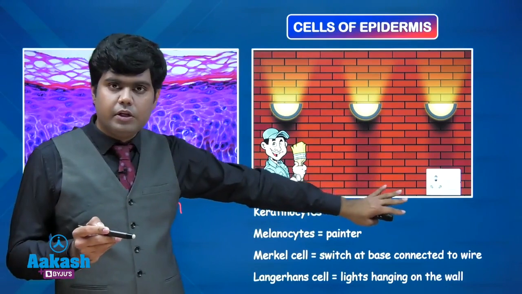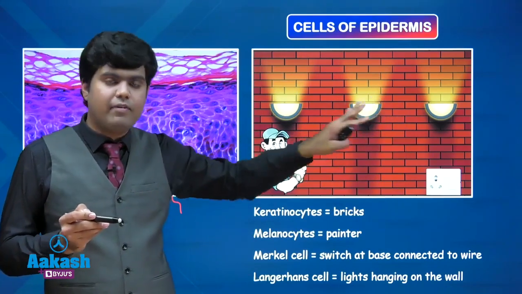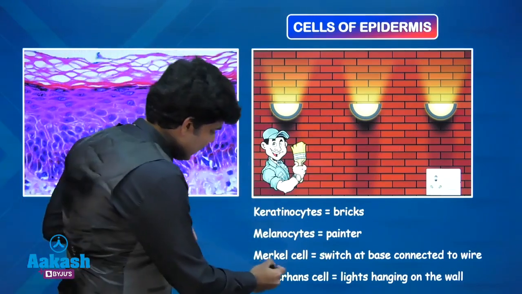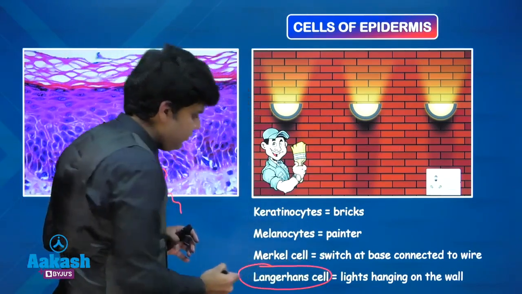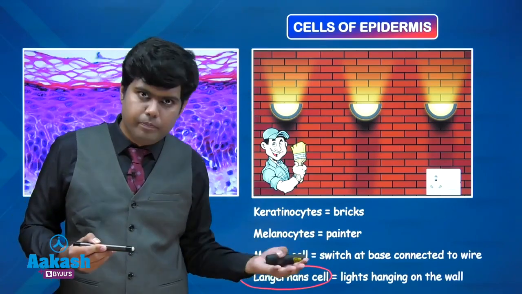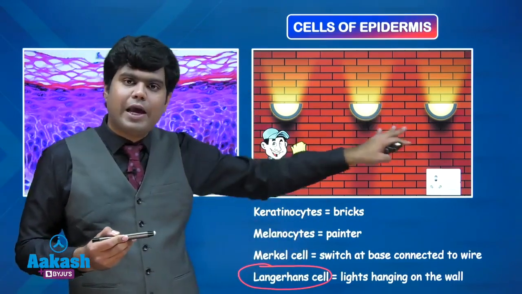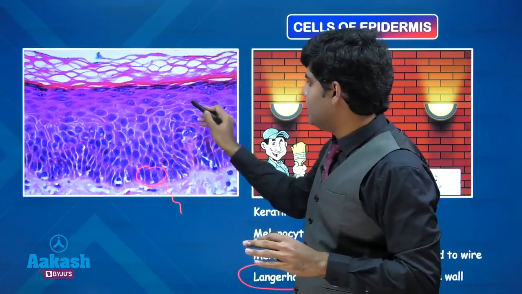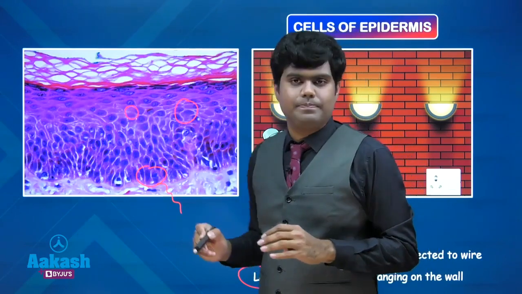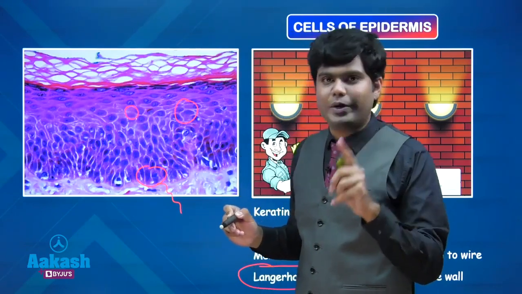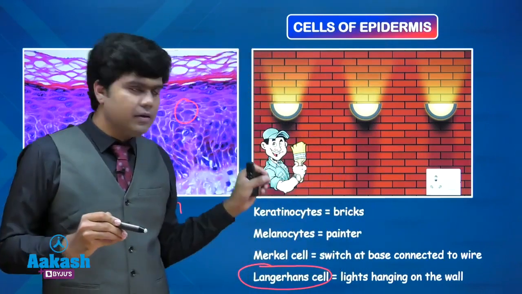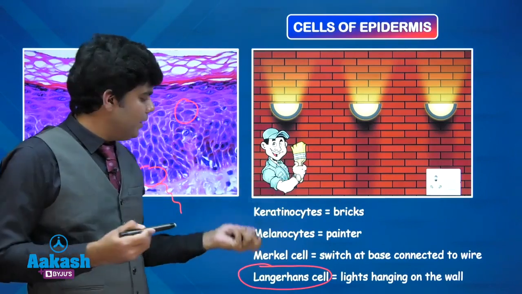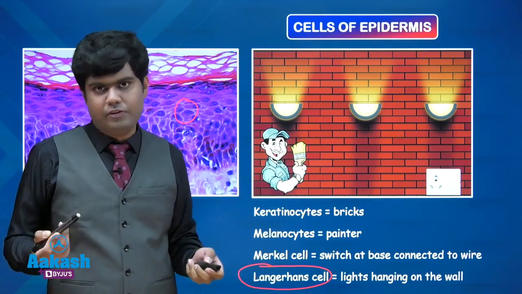So we have done 3. Number 4 is your lamps. We have lamps, or light bulbs, hanging on the wall. These are similar to your Langerhans cells, which play an important role in your defense system. Their location is very important: Langerhans cells are located in stratum spinosum, and they blink. As soon as they see any foreign substance, they blink. So they are lamps, and they play a role in our immunity, in our defense system.